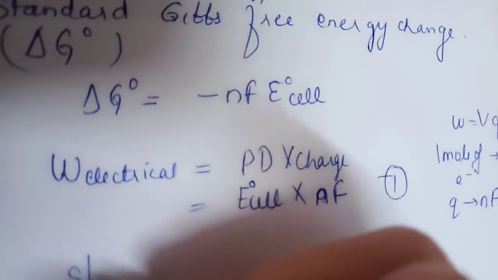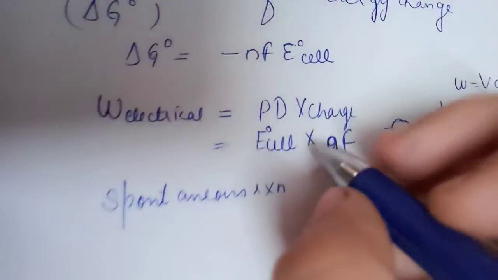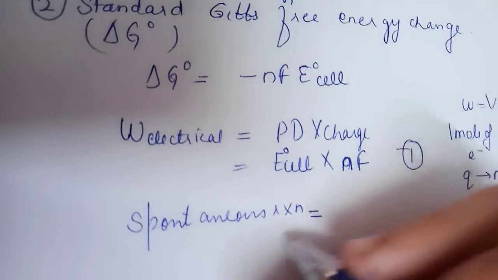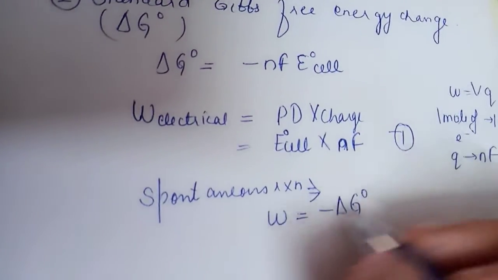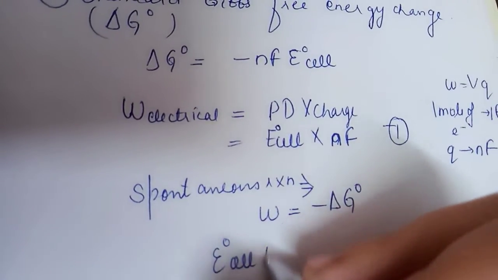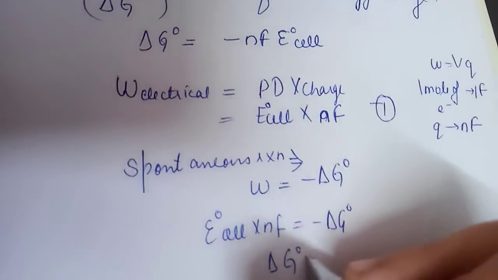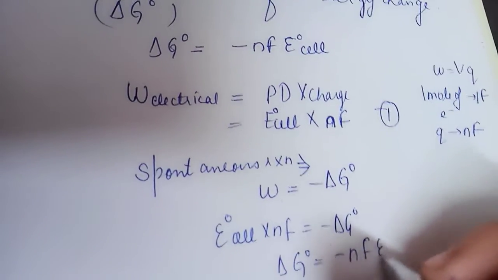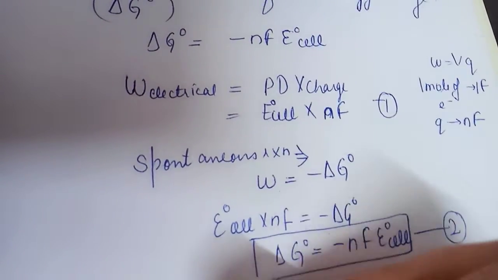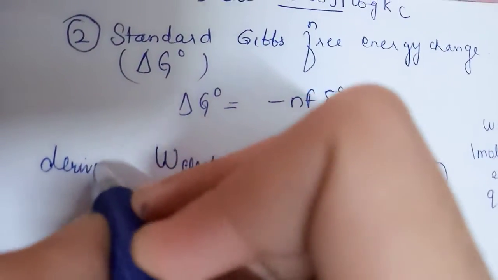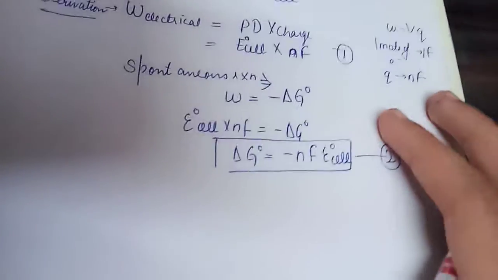And Gibbs free energy is required in spontaneous reactions only, and for a spontaneous reaction the work done is equal to minus delta G naught. So work done is E naught cell into nF equals minus delta G naught. Transfer the minus, so you get delta G naught equals minus nF E naught cell, equation number 2. So this is how we derived it.